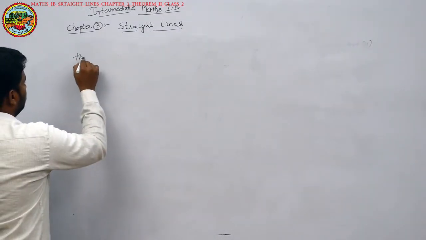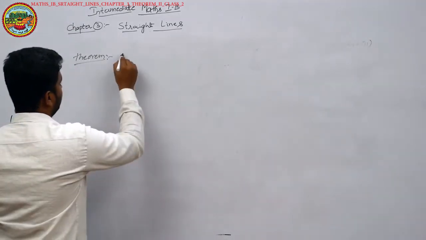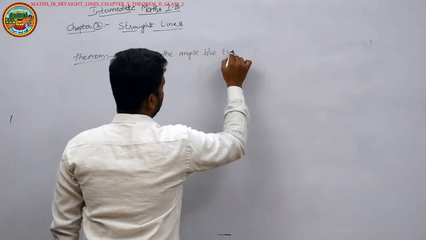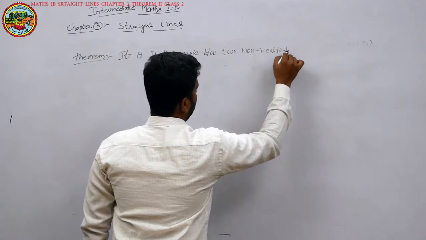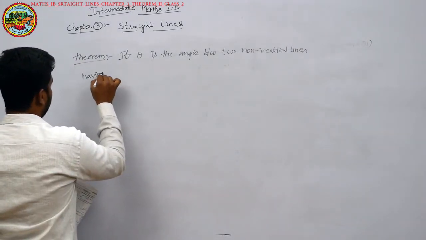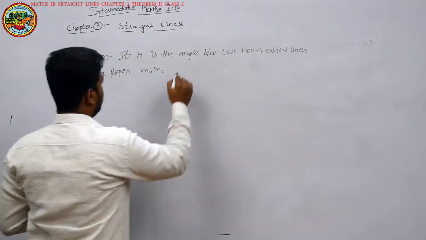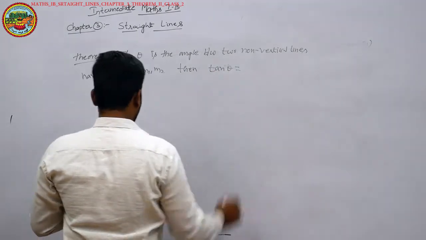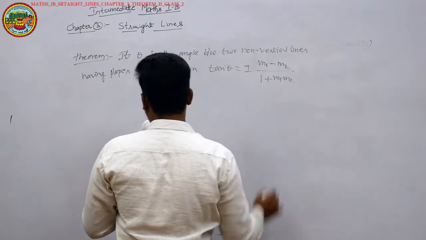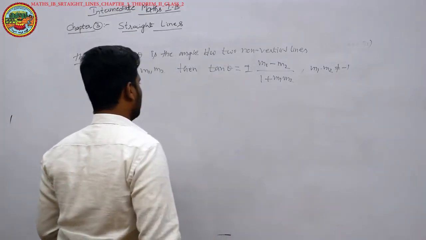So another theorem: if theta is an angle between two non-vertical lines having slopes m1, m2, then tan theta is equal to plus or minus (m1 minus m2) by (1 plus m1 m2), where m1 into m2 is not equal to minus 1.